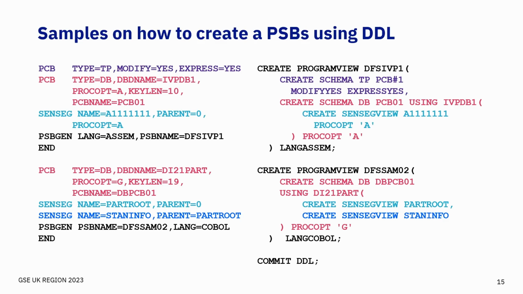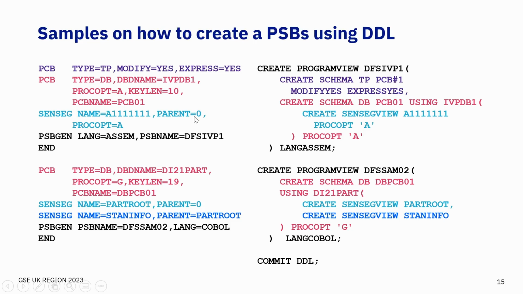The name of that PSB is DFS IVP1. It's got a TP PCB and a database PCB in it. And at the bottom, I've got another PSB, DFS SAM02, and it's only got one database PCB in it, no TP PCBs, right? So I've got two PSBs on the left-hand side, and then on the right-hand side is the same PSB coded using DDL.